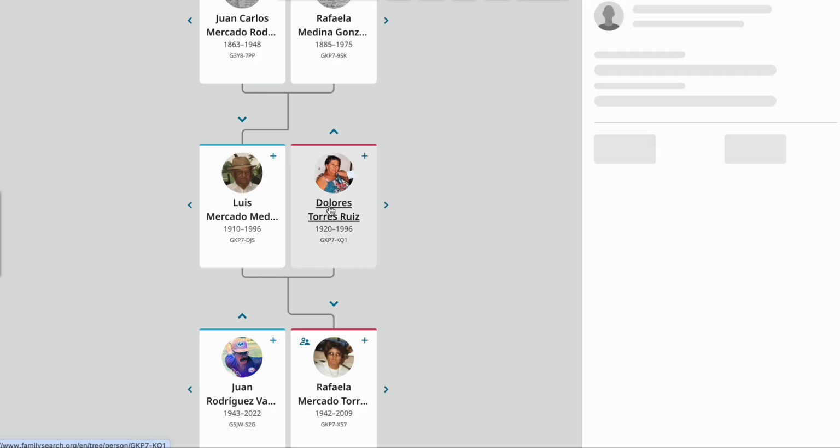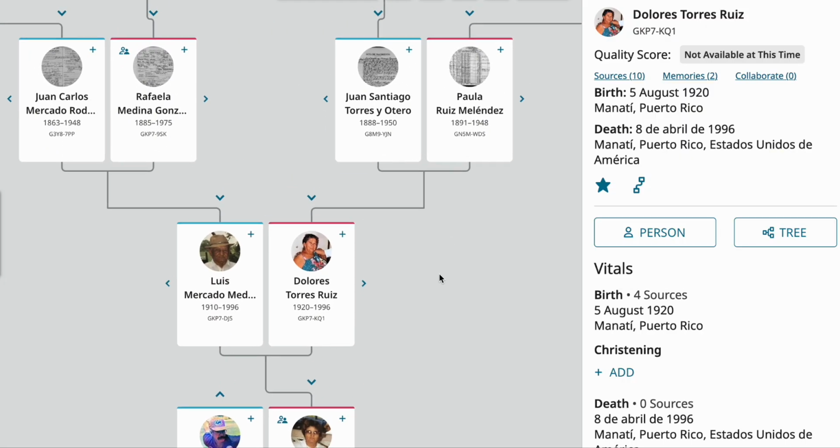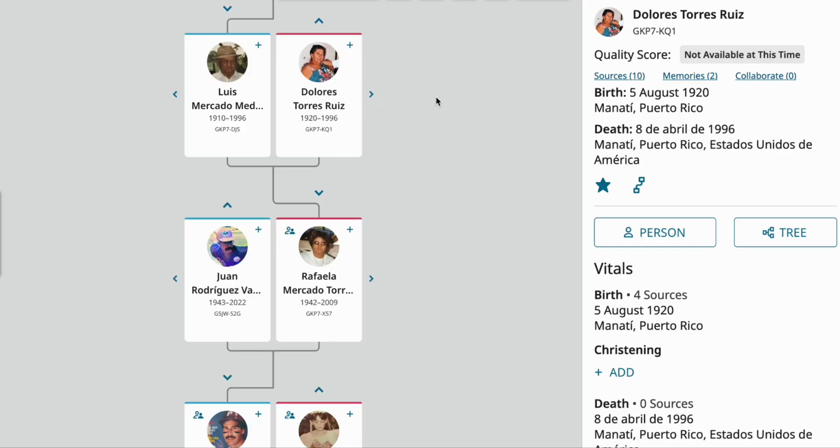And of course, over here, Rafaela Mercado Torres' mother, Dolores Torres Ruiz, born on August 5th of 1920 in Manatee, Puerto Rico, and passed away on April 8th of 1996 in Manatee, Puerto Rico. Fun fact, she actually is a direct descendant of one captain from Ireland who arrived, and one Taino chief king in the 1500s. Now, unfortunately, we're already done with the Puerto Rican side of my family, aka my biological father's side.